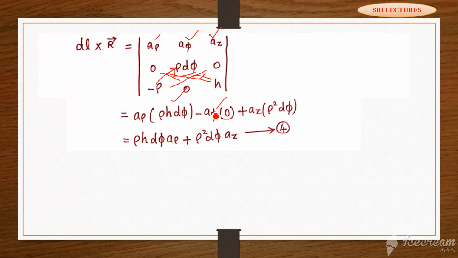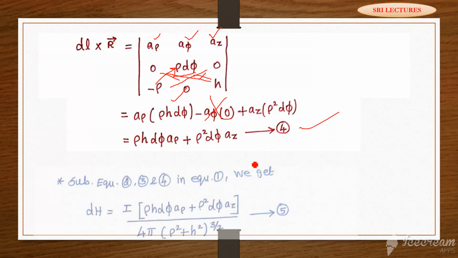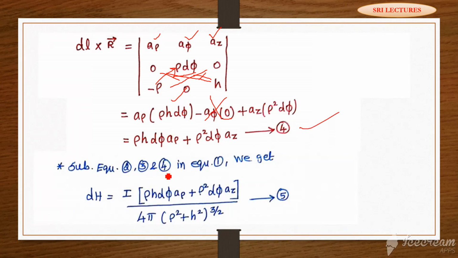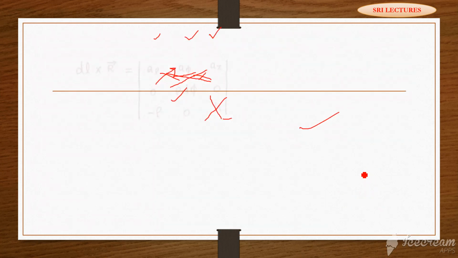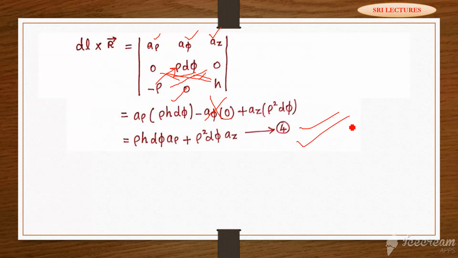So now, left over is this a phi term, then we get equation number 4: rho h d phi a rho, here rho squared d phi into a z. This is equation number 4. So substitute equations 2, 3 and 4 in equation 1.